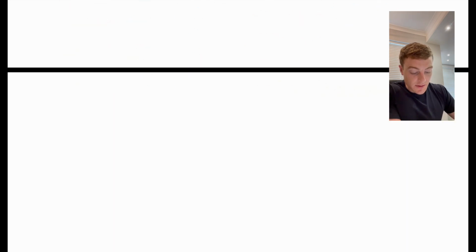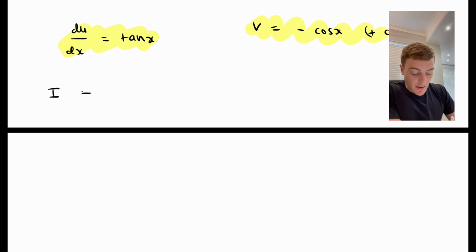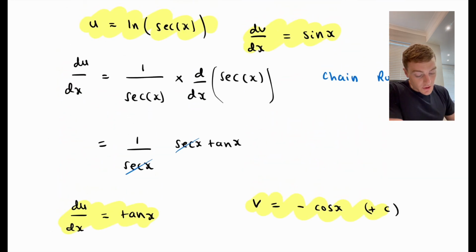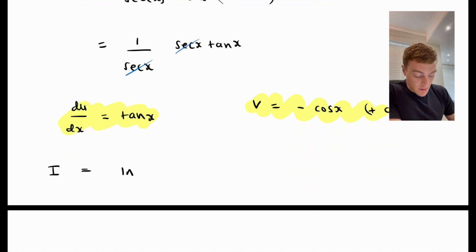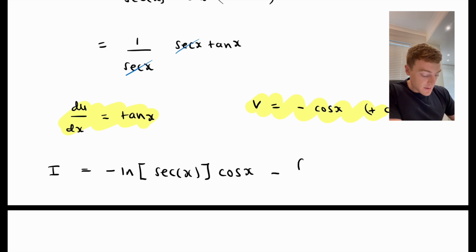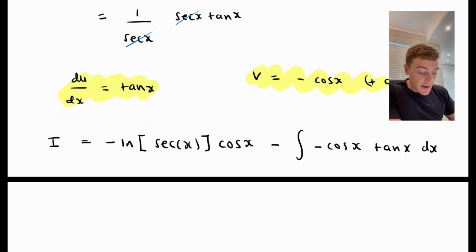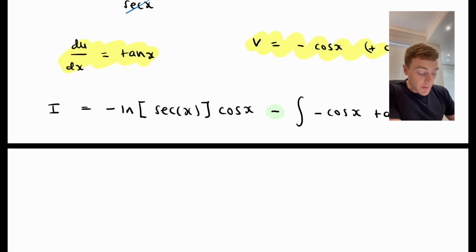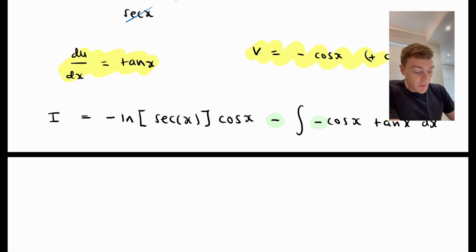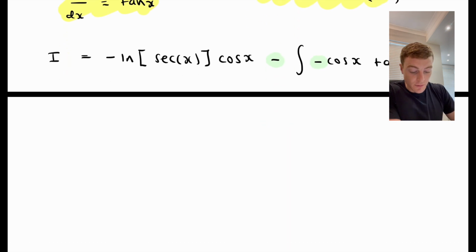Now if I substitute these terms into my integration by parts formula, I get that my integral is equal to u, which we found was ln of sec of x, times by my v, so that's going to have a negative, times by cos x, minus the integral of v, so that's minus cos x, times by my du by dx, which is tan x. Now again, it's a really common mistake to mess up with this double negative here. So just remember, we're substituting in v, and we're also taking away due to the integration by parts formula.